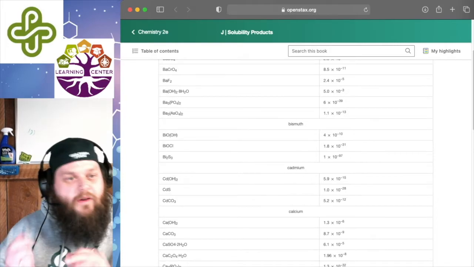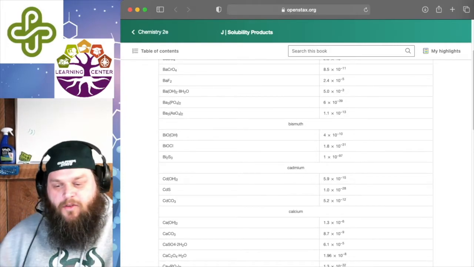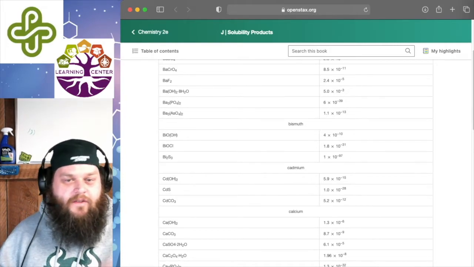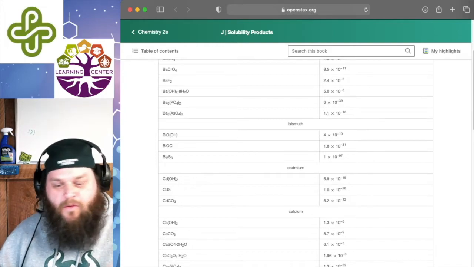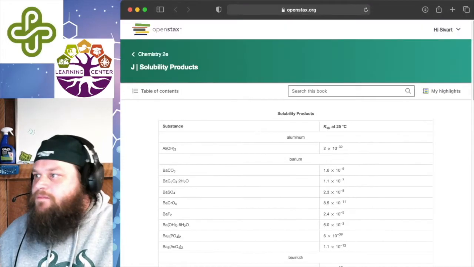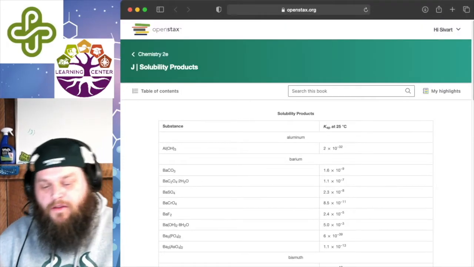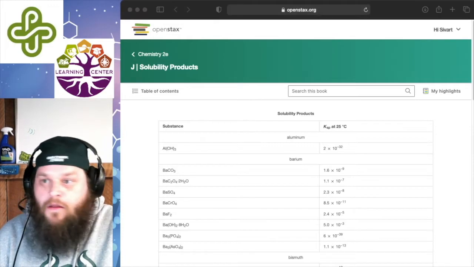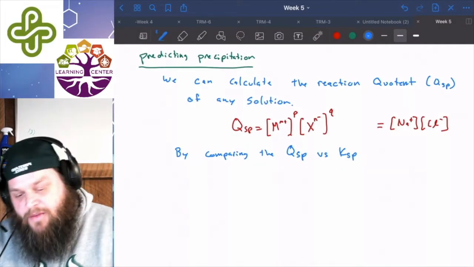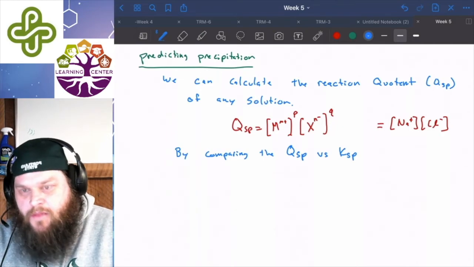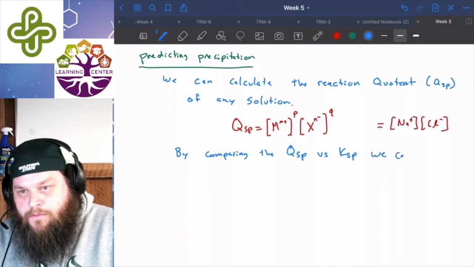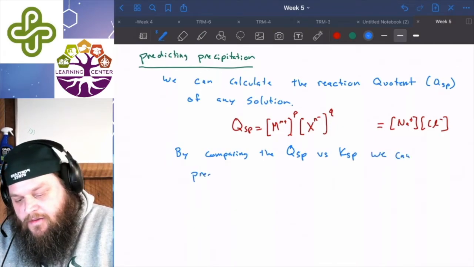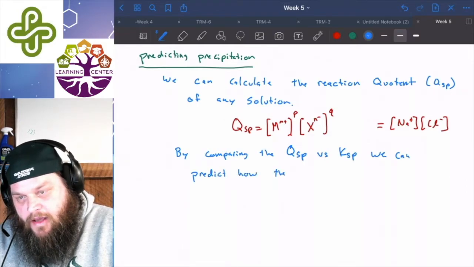You can also do a quick Google search, say, what's the solubility constant of this? And then if you use it in your homework or on a paper or something like that, just cite where you got it from, and then your teacher can know where you're getting your information from. Continuing, by comparing that value to the KSP, we can predict how the reaction progresses.